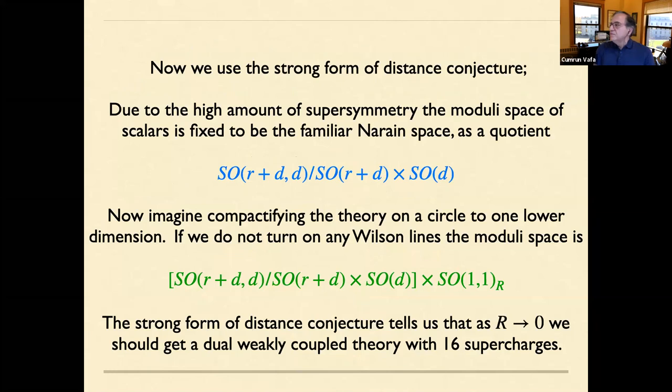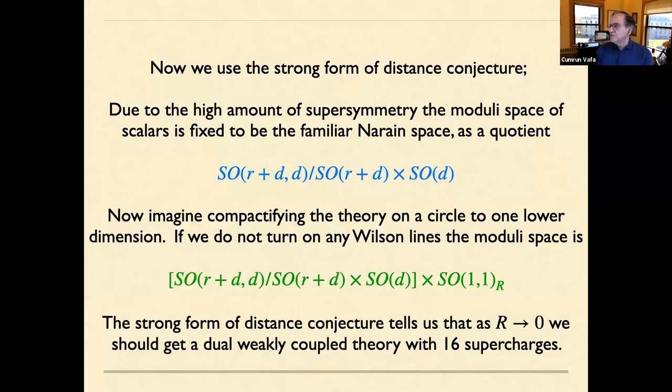Due to the high amount of supersymmetry, the moduli space is an Narain one, and suppose you take this theory in D dimensions and compactify it to one lower dimension on a circle. It is easy to use supergravity to argue that the moduli space, if you don't turn on any Wilson lines, is simply given by what you had already, plus the radius of the circle, which is given by SO(1,1) with R. In other words, it's a trivial moduli space: you just get an extra radius, which you can view as a boost parameter of the SO(1,1) group. Now, the strong form of the distance conjecture tells us that as R goes to zero, if you take this circle of large radius and try shrinking it, we should get a dual description.